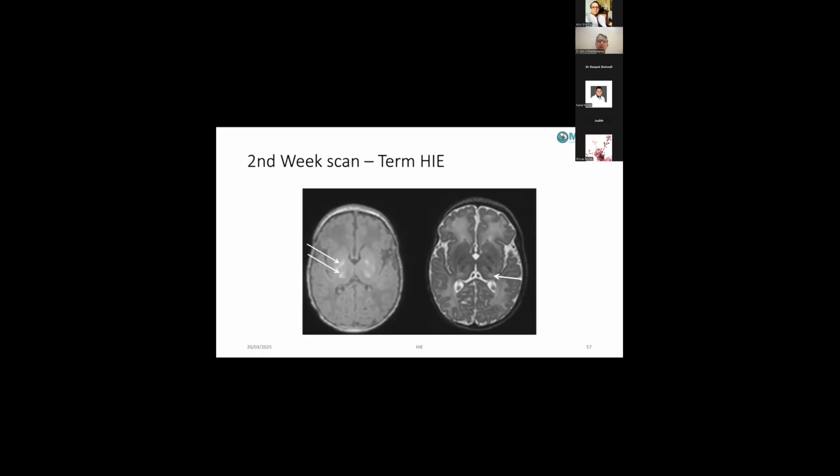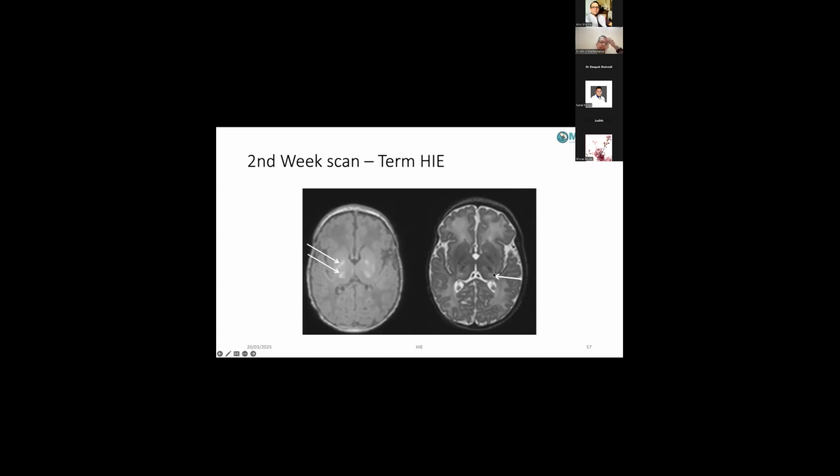The injury has evolved. So this baby was cooled, and you can see the changes in the basal ganglia and the thalamic regions, and similar changes here as well. This particular area getting brighter. Brighter in the T2 imaging.